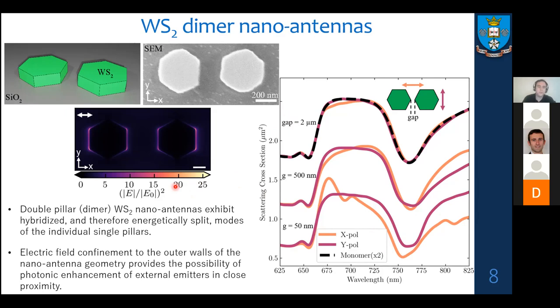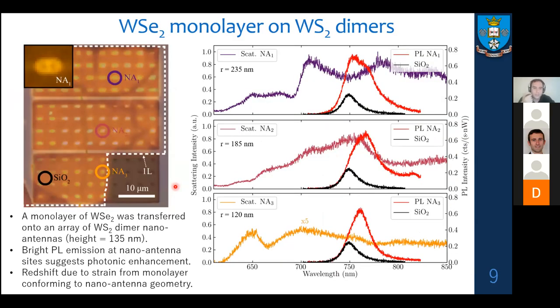So there will be hotspots of electric field intensity at the edges of the structures surrounding the structure itself. So what we do then is to utilize this confined electric field to place a monolayer of tungsten diselenide on top, which will be in contact with the tungsten disulfide nano dimers, and therefore will be in the hotspots of the electric field and may couple to the photonic resonances, so the PL emission from that monolayer may be enhanced.